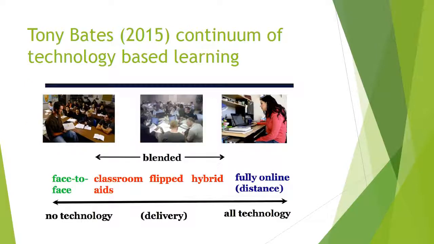Tony Bates, in his book Teaching in a Digital Age: Guidelines for Designing Teaching and Learning, describes 3 modes of delivery, which include classroom teaching, blended learning, and fully online learning. Bates describes these 3 modes of delivery as a continuum of technology-based learning. The diagram shows the continuum from face-to-face learning with the use of no technology to fully online learning using technology, and in between, blended learning that uses some technology.